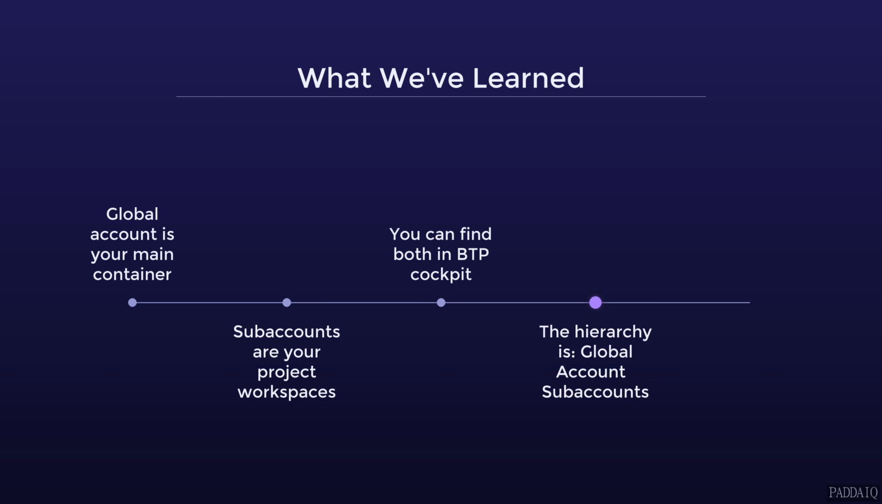The hierarchy is Global Account, Subaccounts. This means your main SAP BTP contract is the global account, under which you create subaccounts to organize different projects or environments. For instance, you might have separate subaccounts for development, testing, and production. This structure helps you manage resources and access cleanly across your organization.